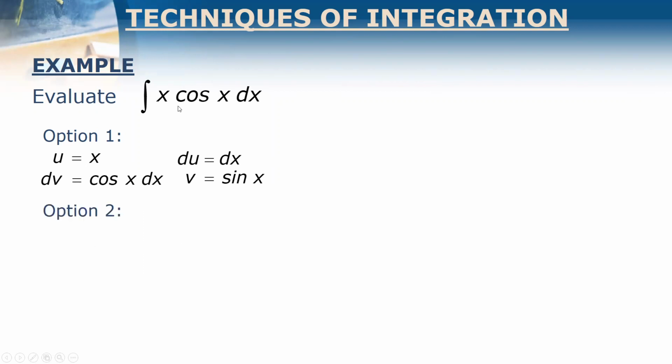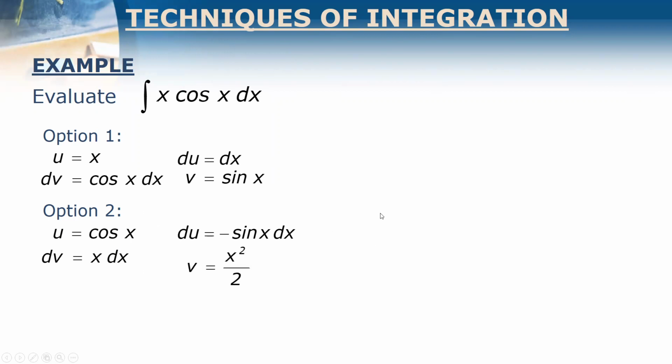Our option 2 is let u equal to cosine x, and our dv would be the remaining function, x dx. So let's differentiate u: du is negative sine x dx. And let's integrate dv: the integral of x dx is x squared over 2.